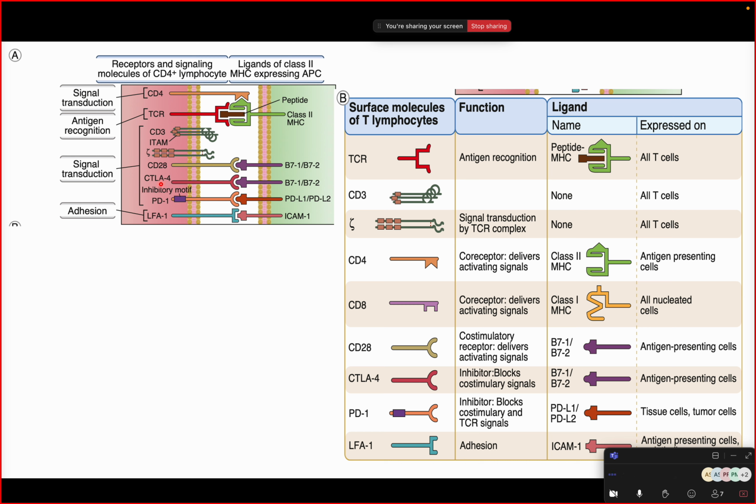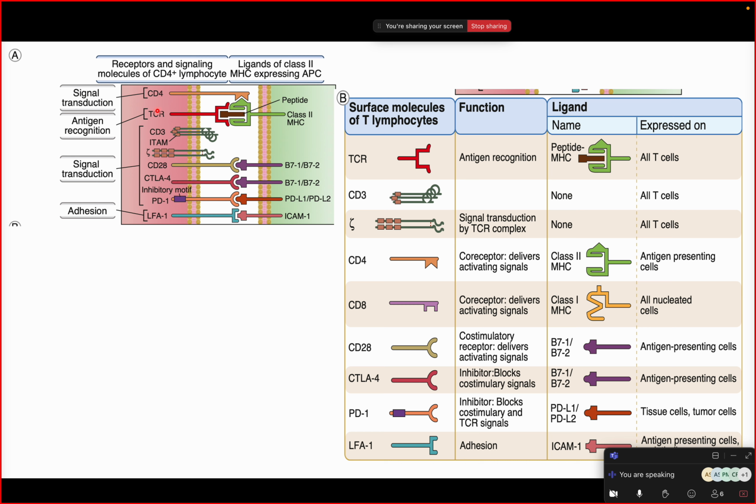So if we talk about the receptors and signaling molecules of CD4 lymphocytes, CD4s are basically what? Once they recognize the cell, they'll secrete cytokines. Okay, but how is that recognition of an antigen presenting cell by the CD4 positive T cell taking place? Here you can see it is not just the T cell receptor which is taking part. T cell receptor is one receptor, but there are other receptors also responsible.